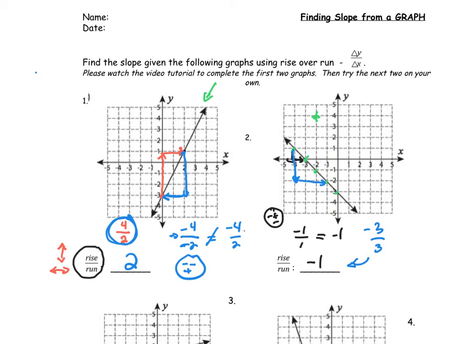If you started, however, and you decided to go from one of the other points, say this point to this point, then you would be going up 2, so that would have been positive, but left 2, which would have been negative. And either way, if I have a positive divided by a negative, I'm still going to get a negative answer. If one of these movements is a negative movement, the answer is negative. And it should be, because we noticed that the line moves down.